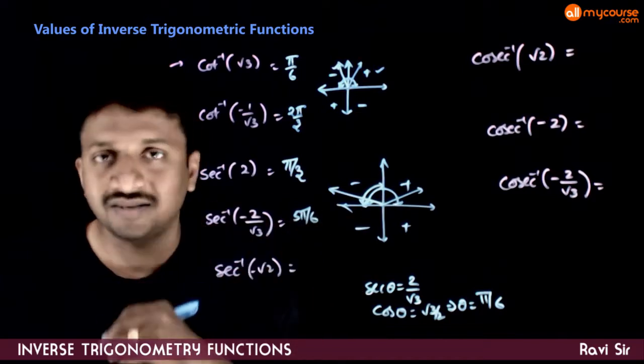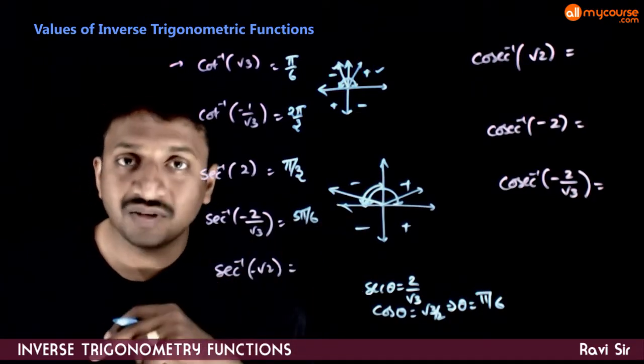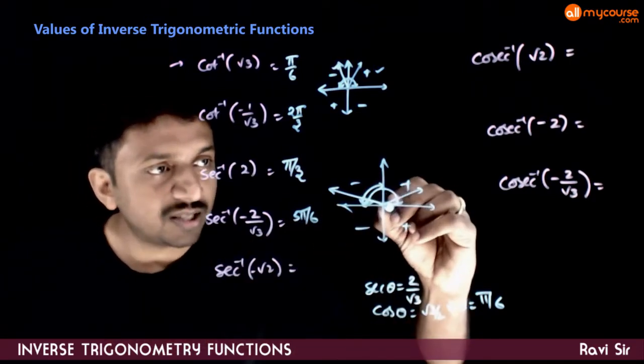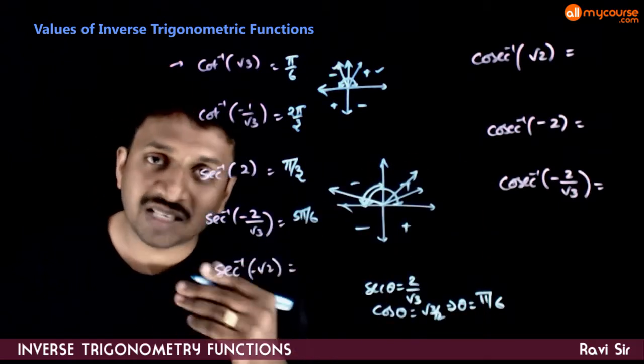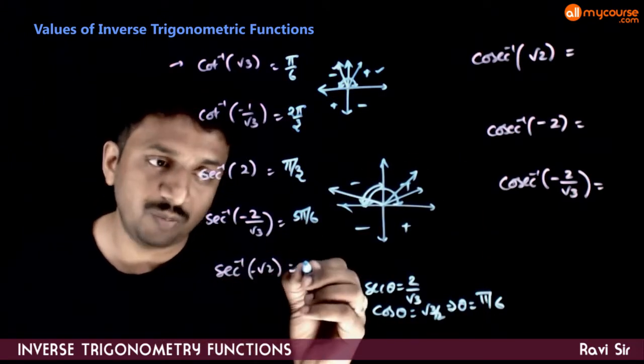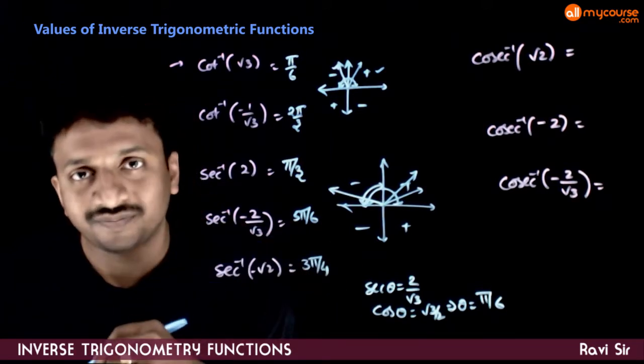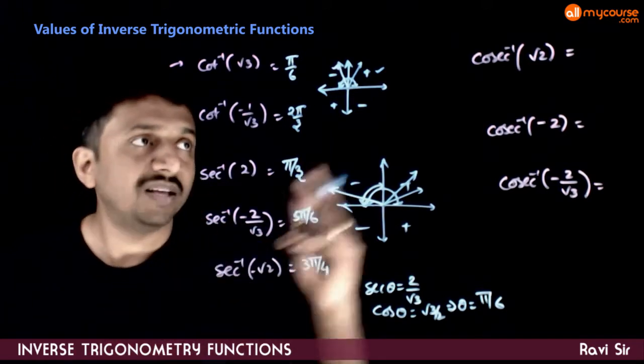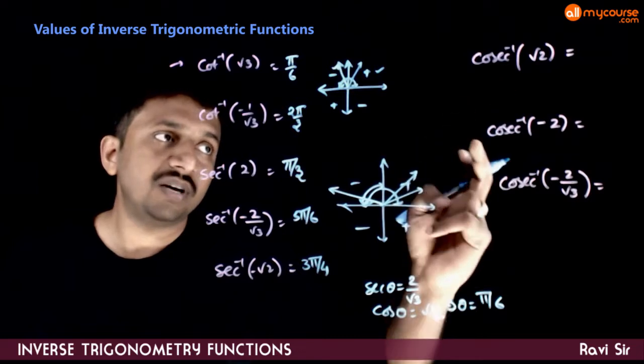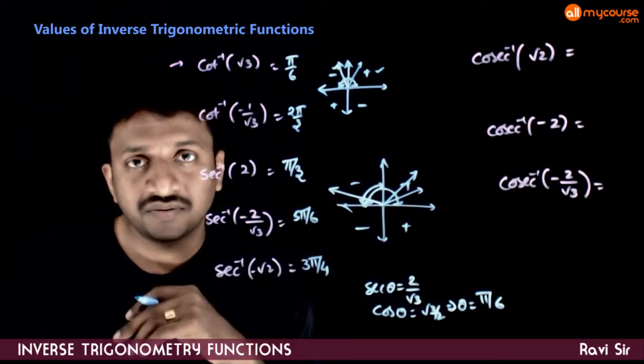5 pi by 6. Secant inverse of minus root 2. Corresponding to root 2, the angle is pi by 4. Corresponding to minus root 2, the angle is pi minus pi by 4, 3 pi by 4.